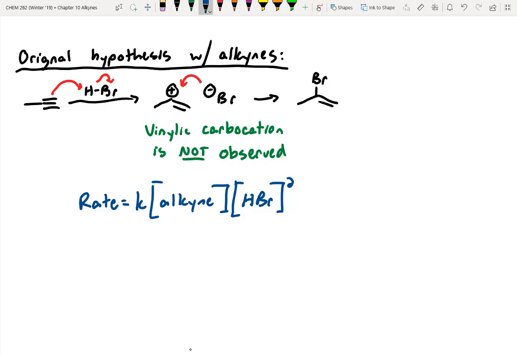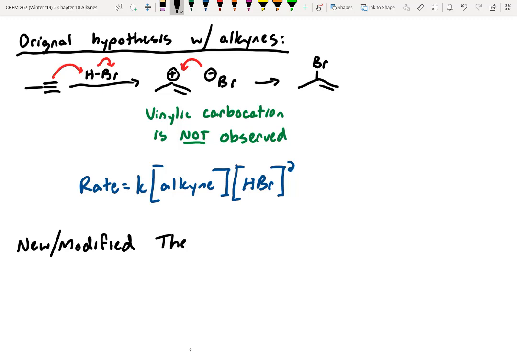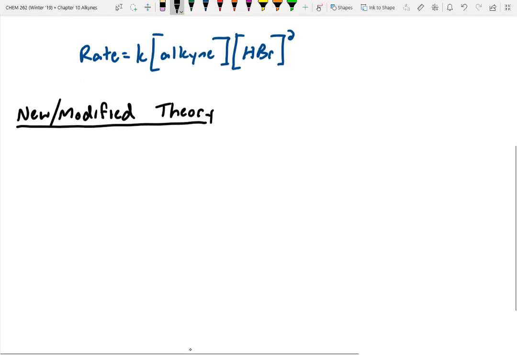When you double the concentration of HBr, what would that do to the rate? It would quadruple it, which doesn't make a whole lot of sense. If we look at the above mechanism as shown, it's not going to quadruple if you double HBr's concentration, right? So what they had to do is come up with a better hypothesis. And even this one's kind of debated still. It's the best answer we have to this problem.